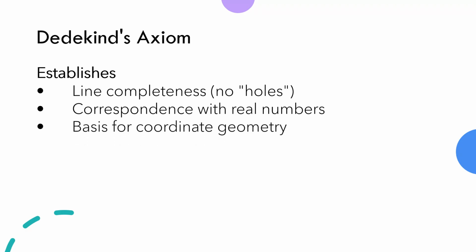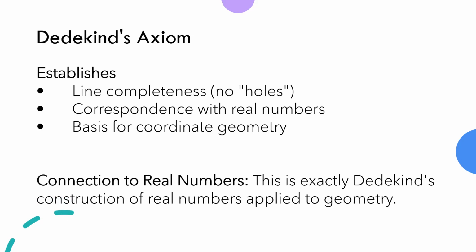Okay. Another basis for coordinate geometry. It is of foundational, fundamental importance. This enables rigorous development of analytic geometry. This justifies calculus applications on geometric problems. Aside from that, it provides the foundation for modern mathematical analysis. So there is a connection to real numbers. This is exactly Dedekind's construction of real numbers applied to geometry.